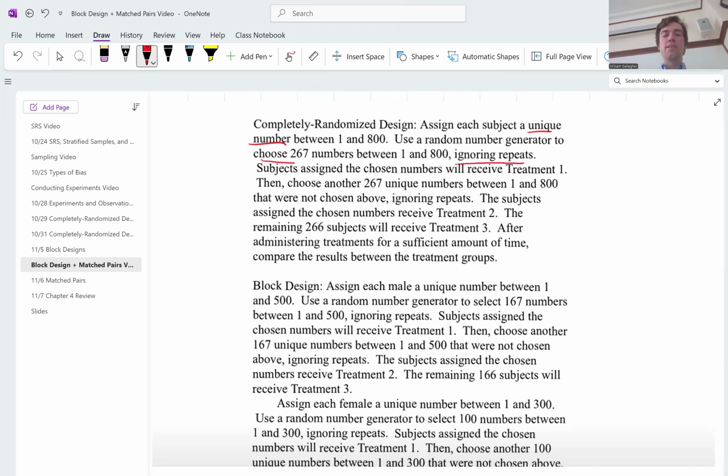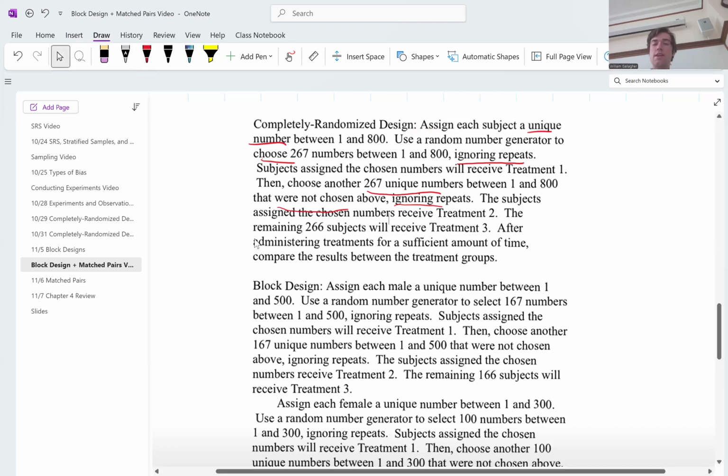We ignore repeats. Subjects assigned the chosen number will receive treatment 1. Then we choose another 267 unique numbers. Again, unique numbers that were not chosen above, ignoring repeats. Those subjects receive treatment 2, and then the remaining 266 subjects get treatment 3. After administering treatments for a sufficient amount of time, we compare our results. Okay, so that is the template that you're looking for in a completely randomized design.